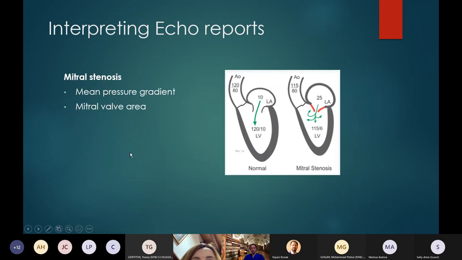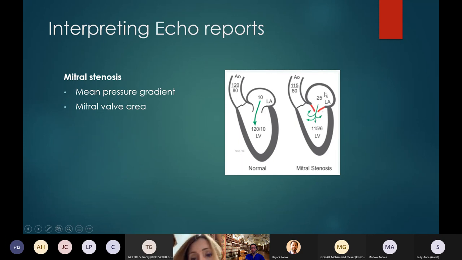In mitral stenosis, we're going to report the pressure gradient, that's the pressure difference between the left atrium and the left ventricle, and also the mitral valve area. Again, this is a normal mitral valve, which is opening where the blood is flowing from the left atrium into the left ventricle. This is a narrow mitral valve.